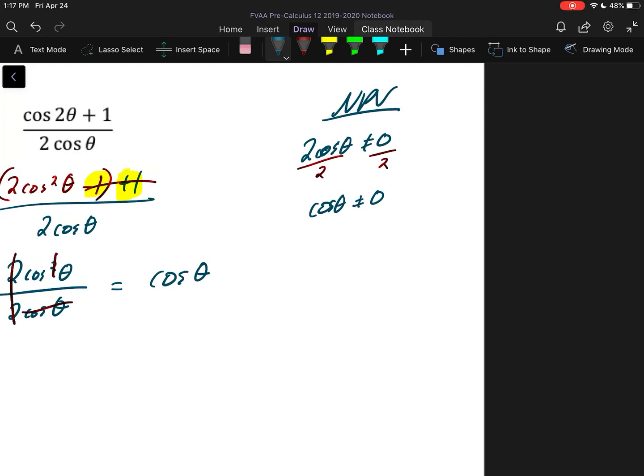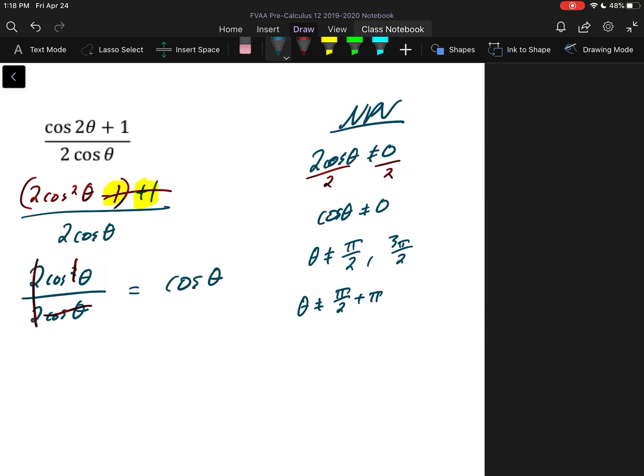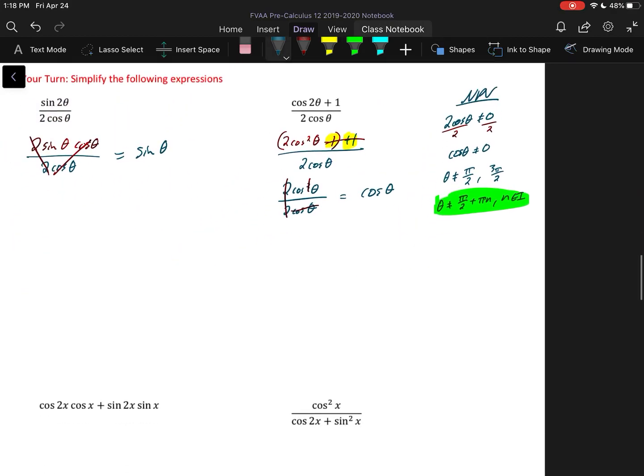Right? Cos theta equals 0 at pi over 2 and 3 pi over 2. So theta cannot equal pi over 2 and 3 pi over 2 and lots of other ones in the future. So your general term would be pi over 2 plus pi n, because there's a difference of pi between those two values, where n is an integer, both positive and negative numbers. So these would be your non-permissible values for both problems on the top row here. Okay?